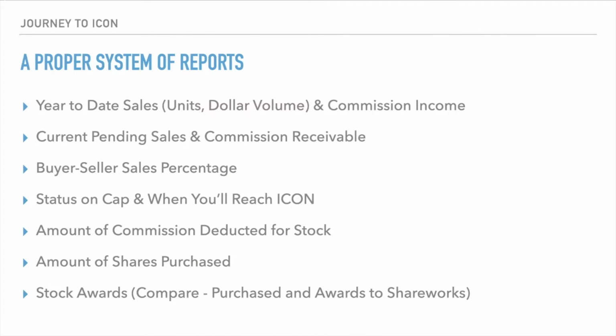Your proper system of reports should include, at a minimum, the following: year-to-date sales, both in units and dollar volume, and commission income, current pending sales and commission receivable, your buyer and seller sales percentages, how many of each do you do, your status on your cap and when you'll reach icon, the amount of commission deducted for stock, if you're in the stock program, the amount of shares you have purchased with your commission income, and then all of your stock awards. And you want to compare those, both your purchased and any awards you've received as a gift, compare those to what is shown in SkySlope.